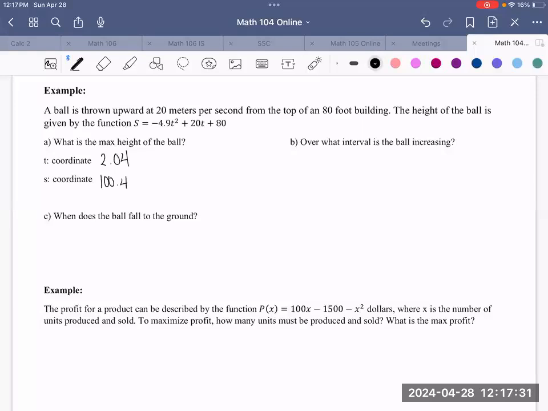And so sorry, I think I said 2.4. This is really 2.04. Meaning in the context of your problem though, what is T? What is S? T is seconds and S is your height.